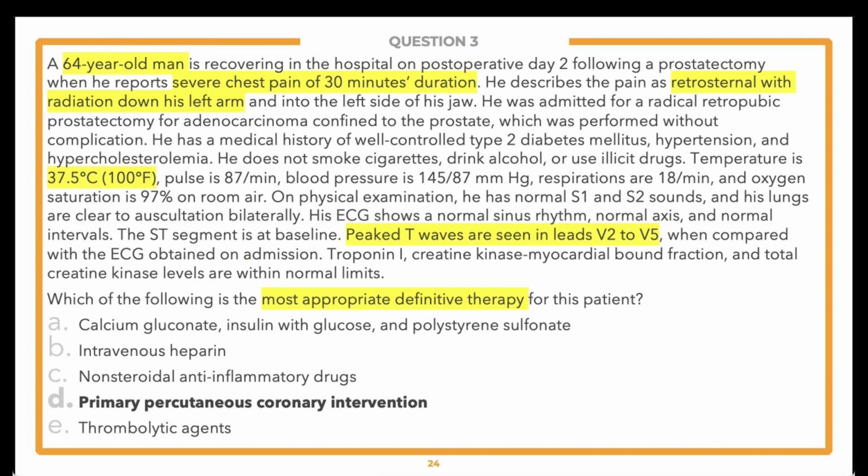Just because they're normal does not mean he's not having an MI. If he's having chest pain and acute EKG changes, you got to take them for catheterization, right? So you don't want to just pass these patients off. If I do A, right? A is the treatment for hyperkalemia, right? Yes, calcium gluconate to stabilize, insulin and glucose to redistribute the potassium, and polystyrene sulfonate is to get them to poop it out, right?